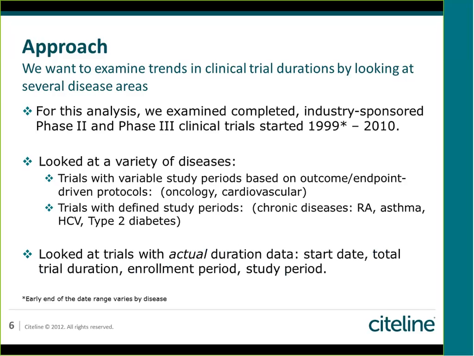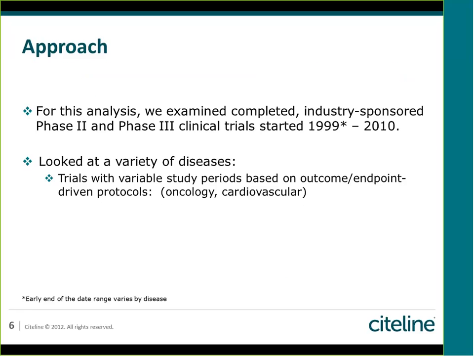For this analysis, we used trials with actual duration data or milestones, such as the start date, the total trial duration, the enrollment period, or the study or treatment period. We didn't include studies where we did not have a start date, and we also did not include extension studies. So what do we mean by actual data?